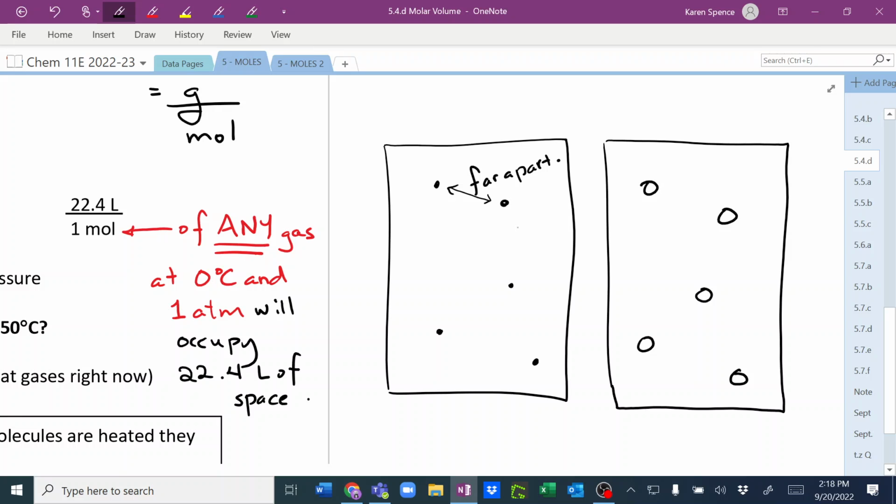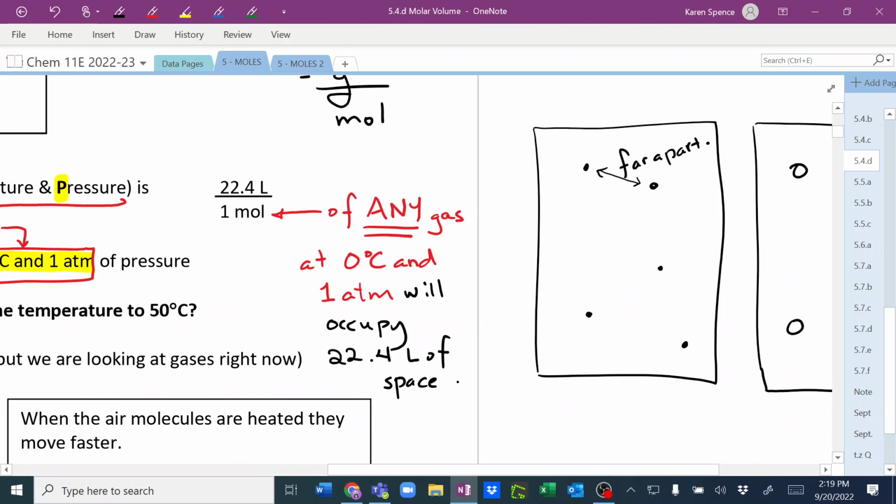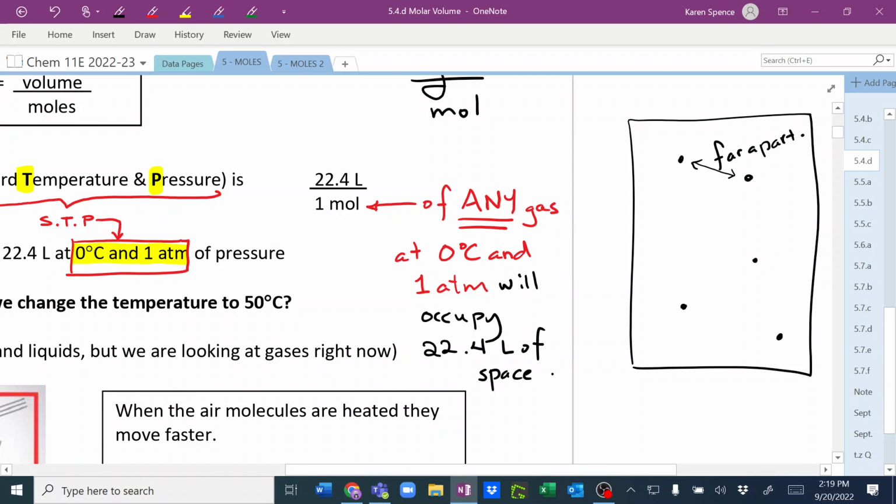You don't really need to know this right now. Remember, so many things you don't need to know right this second. The deal is, though, that all gases, doesn't matter how big they are or how small they are, they will occupy 22.4 liters of space because most of that space is just empty, okay?